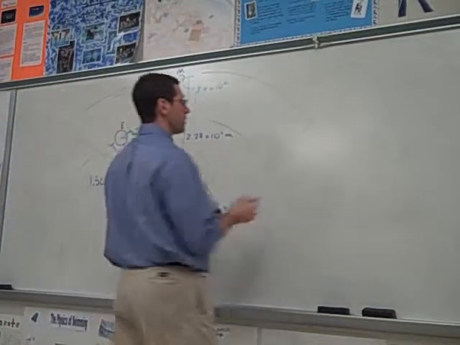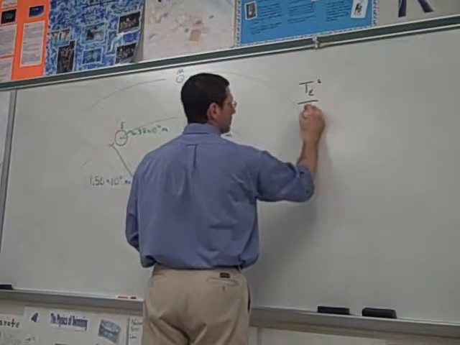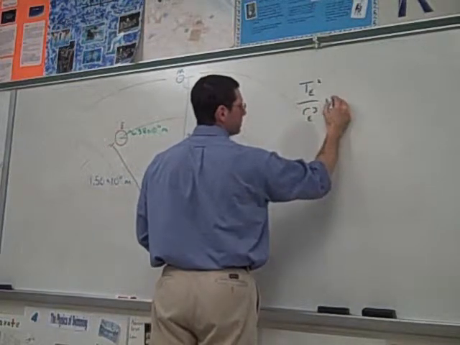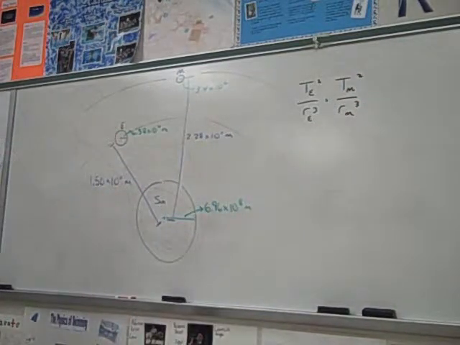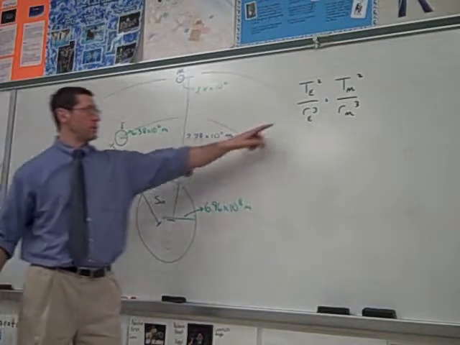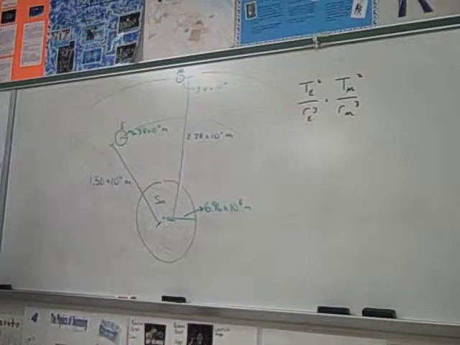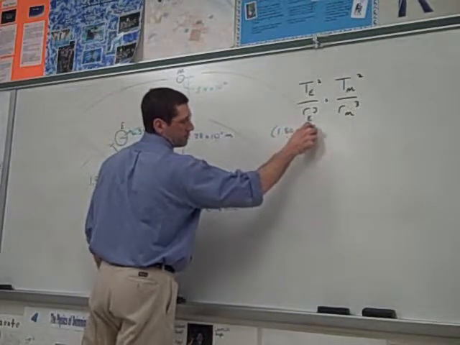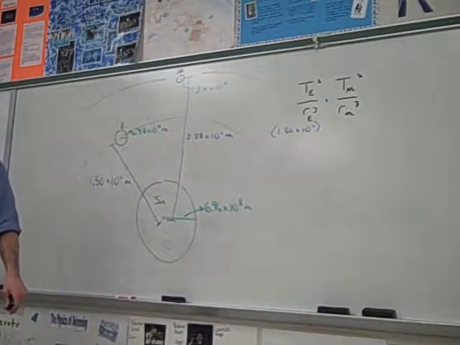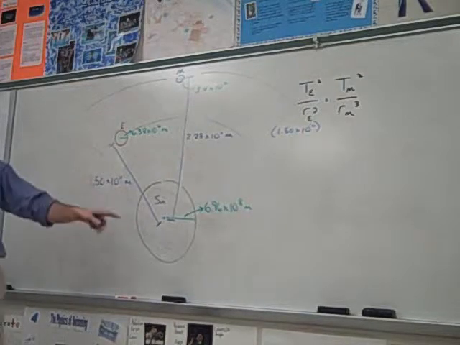So now if I did Kepler's third law between Mars and Earth, what value goes here? RE. 6.38 times 10 to the 6. What value goes where RE is? Okay, that R is the radius of what? The orbit. This is the radius of the orbit.